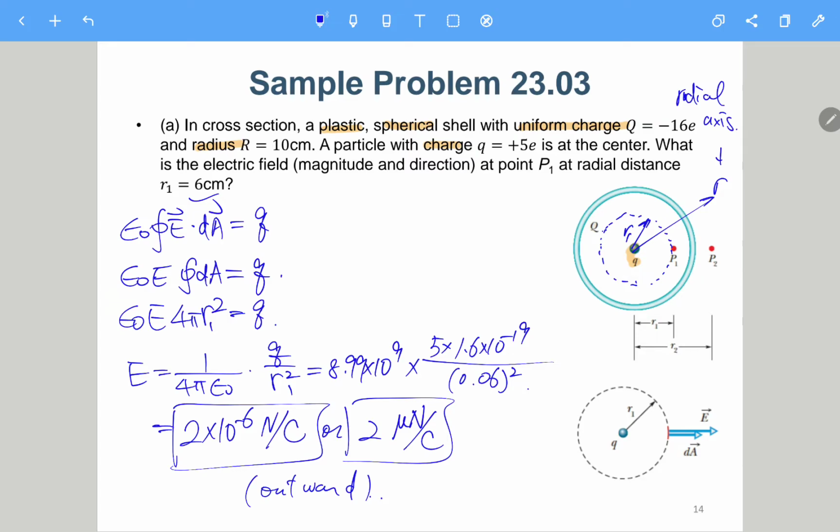So actually, when we calculate the E field at point P1, it's just like we can't really see this sphere. Actually, without this sphere, the E field is actually the same at point P1. So it's just like this one. This is the E. So any questions? Okay.